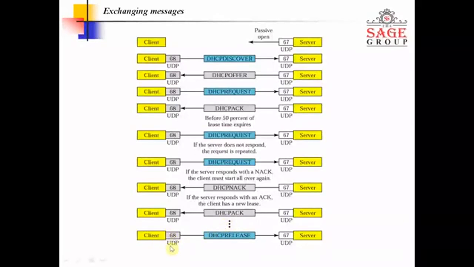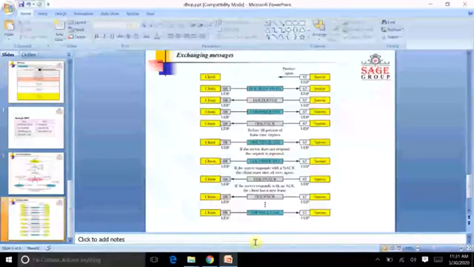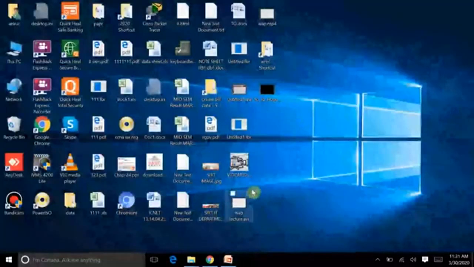Then the client sends that it wants to release from that node. Then the DHCP release is sent. These are the exchanging messages for DHCP. Now I will tell you about how static or manual IP is set and where it will be stored. Firstly, this is the desktop of my computer.